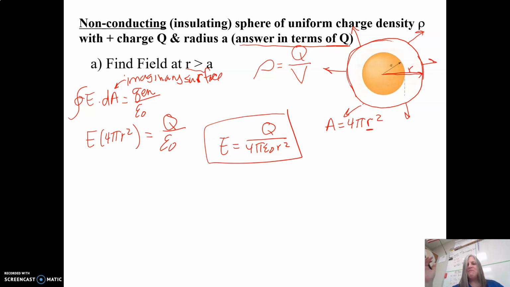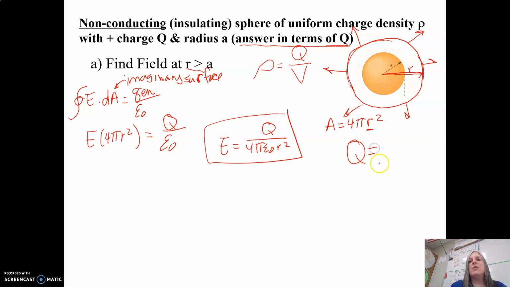A point charge, right? The normal electric field kQ over r squared equation, r being the distance from the center. So outside of a non-conducting sphere is like the outside of a conducting sphere, which is like the outside of a point charge.